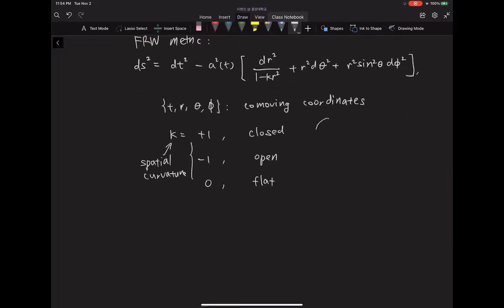The closed means something like this, a sphere. The open is like a saddle. The flat is also flat. There is no curvature, and open means this. How to draw this? Something like that. I don't know how to draw this.